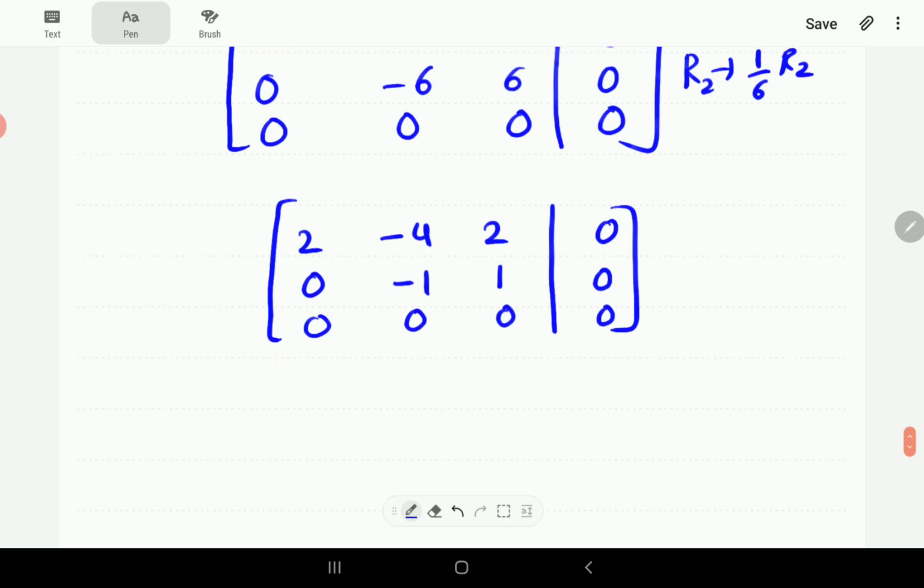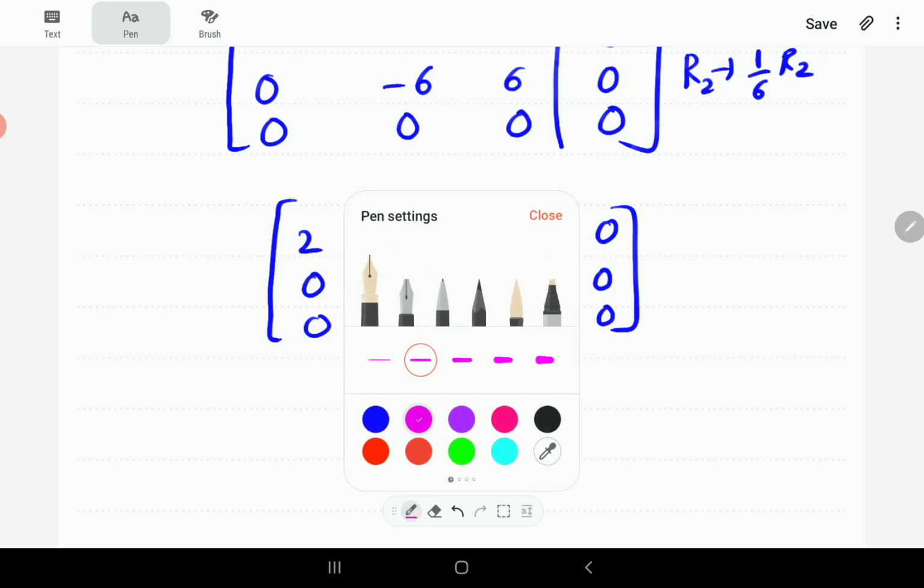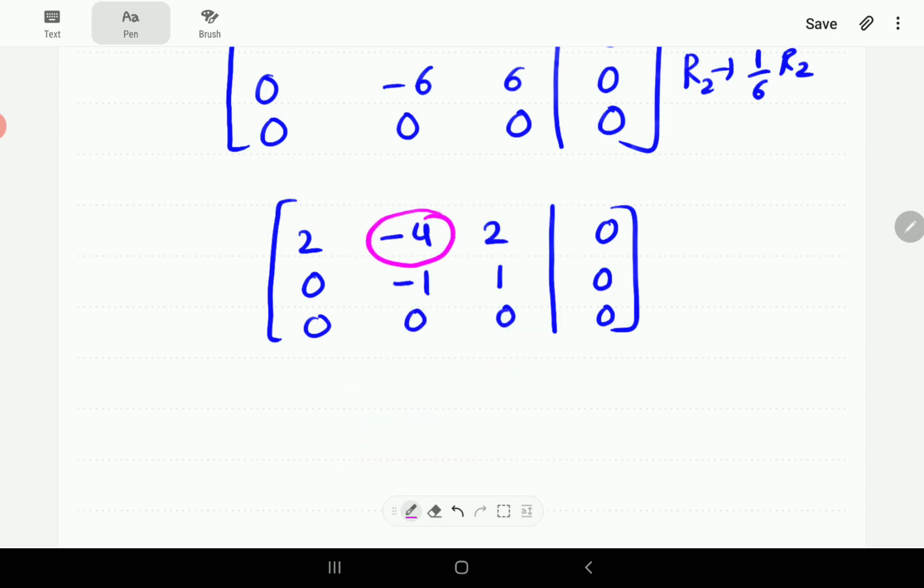Now we are using this R2, and we'll try to make this element 0, or we can also make this element 0. Let's see. I think this will become simple. R1 changes to R1 minus 2 times R2.